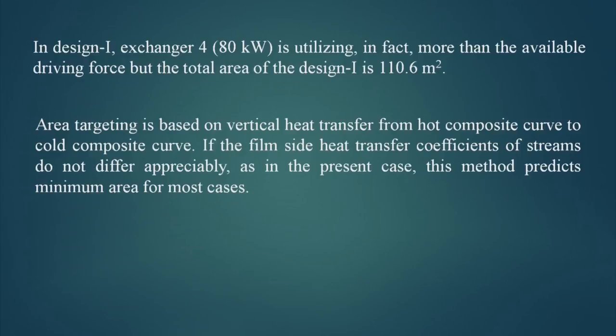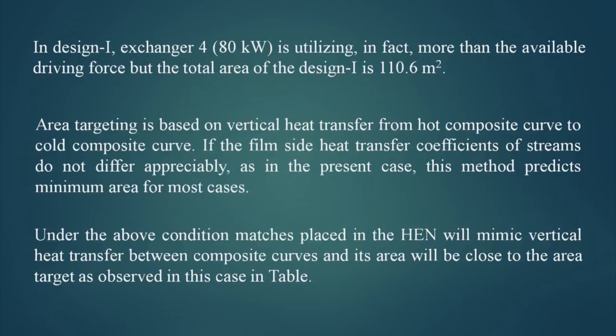Area targeting is based on vertical heat transfer from the hot composite curve to the cold composite curve. If the film side heat transfer coefficients of streams do not differ appreciably, as in the present case, this method predicts minimum area for most cases. But this will not be true if the overall or the film side heat transfer coefficients of streams differ considerably, say more than 10%. Under the above conditions, matches placed in the HEN will mimic vertical heat transfer between composite curves and the area will be close to the area target, as observed in this case in the table.